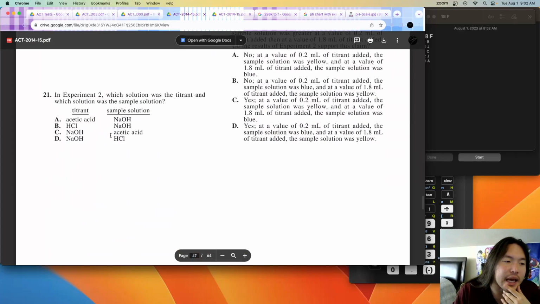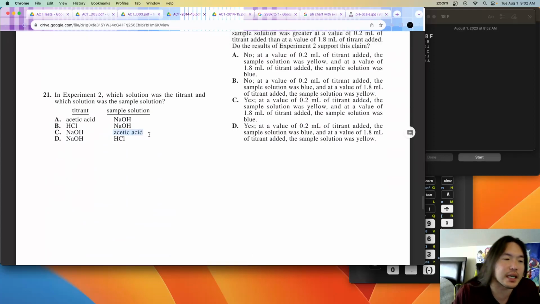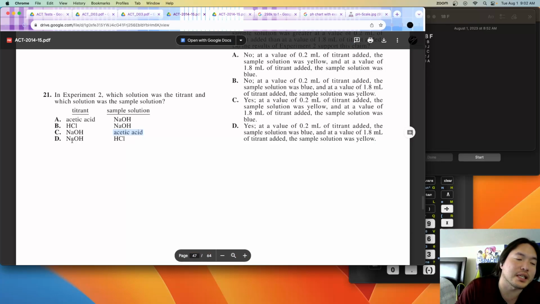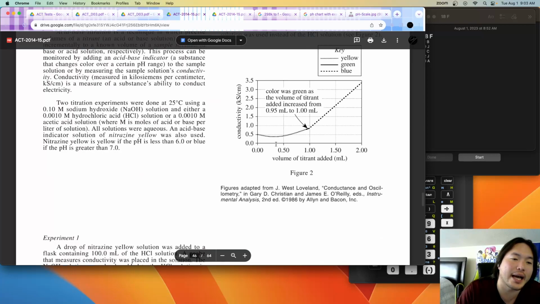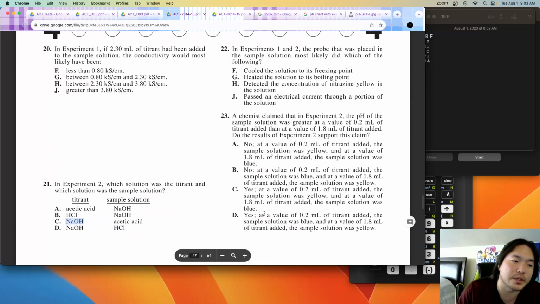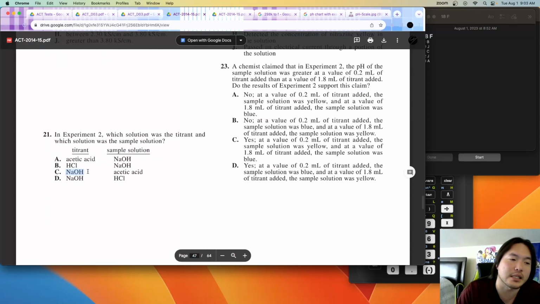Thankfully, what if they had another one where the sample solution was acetic acid? I would have been in a lot of trouble. Even if they had acetic acid and HCl here, I would have picked C anyway because it doesn't make sense to take an acid and try to titrate it with more acid. The other way that I could have really known that the titrant was NaOH and not HCl or acetic acid is because as we add more titrant, it becomes more basic. So that's a really clear indication that we're not adding an acid, we're absolutely adding a base as the titrant. That's a really good way to handle it, actually.